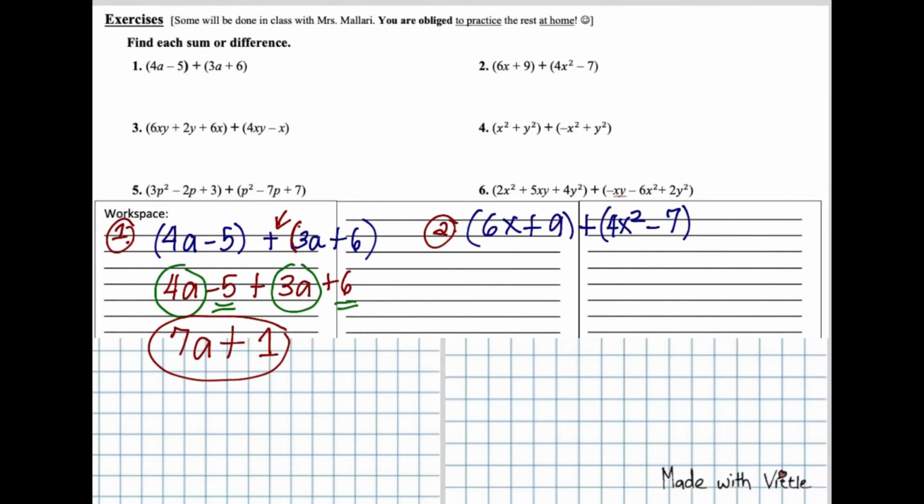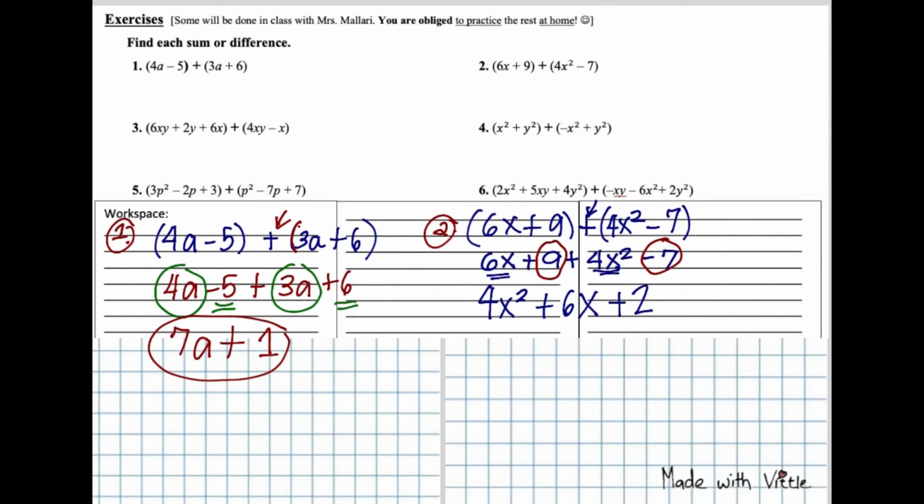Next is 6x plus 9 plus 4x squared minus 7. Again, it's not a subtraction in the middle, so it's okay to just remove the parentheses. Inside the parentheses, everything will not change. We cannot combine the 4x squared with the 6x because they're not like terms, even though they have the same variables. Because the other one has a power of 2, the other one has a power of 1.